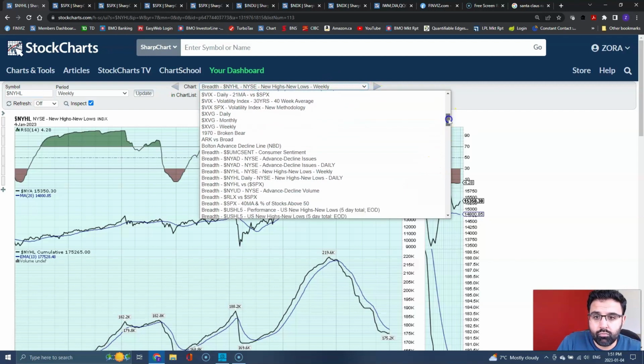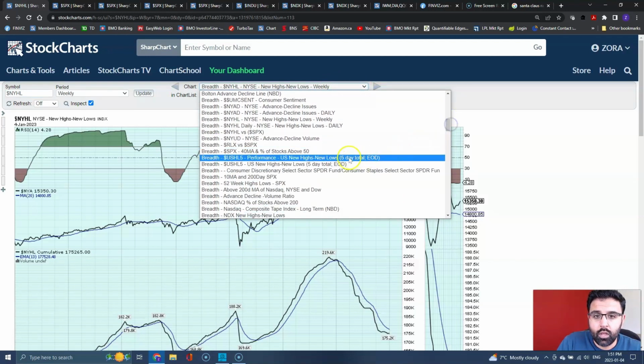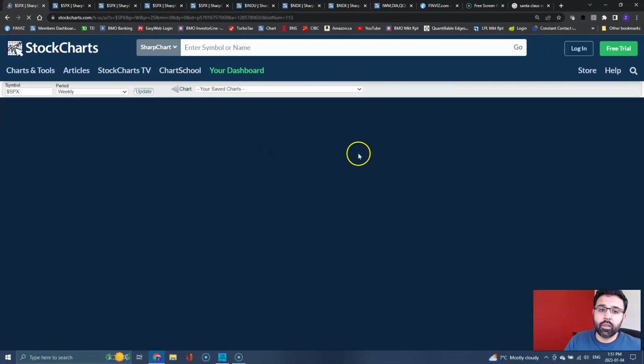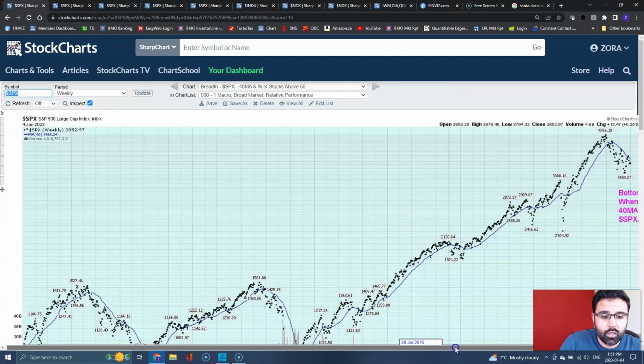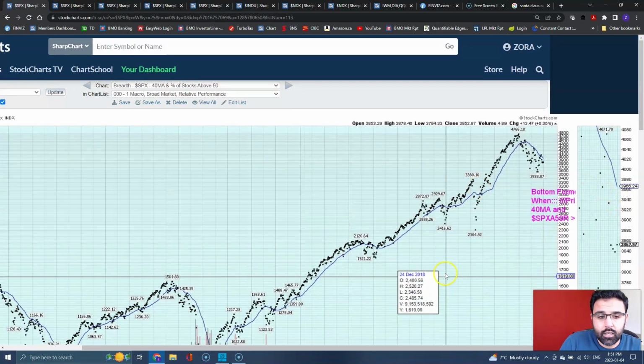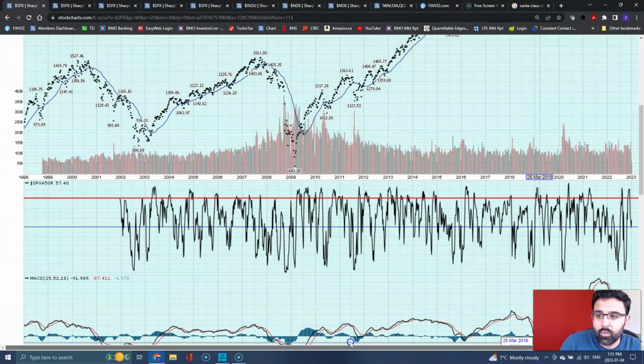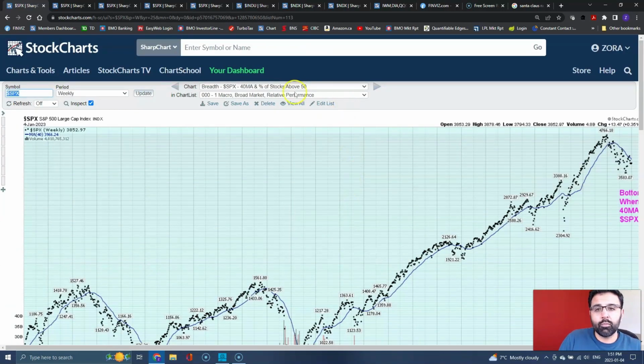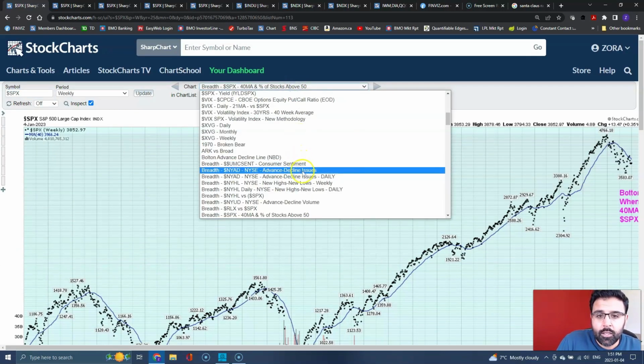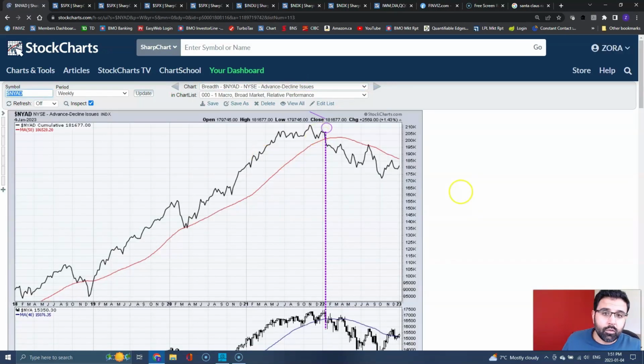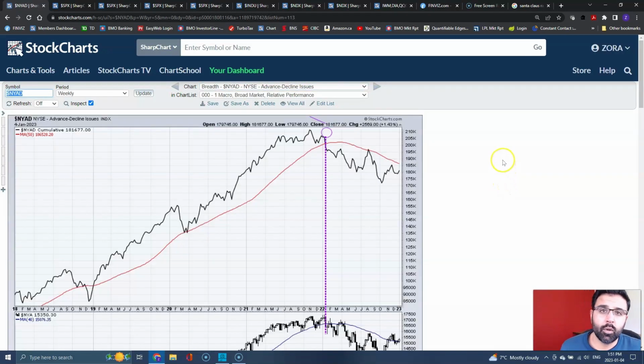And what else? Percentage of stocks above the 50-day moving average. That's always a good one to look at. And not much improvement there. It's a messy chart. So yeah, those are a few charts that I look at to keep me abreast about what's happening in the market.